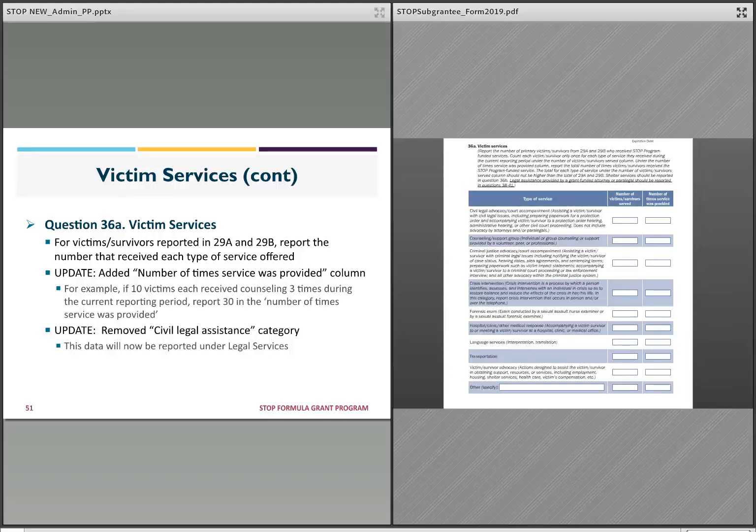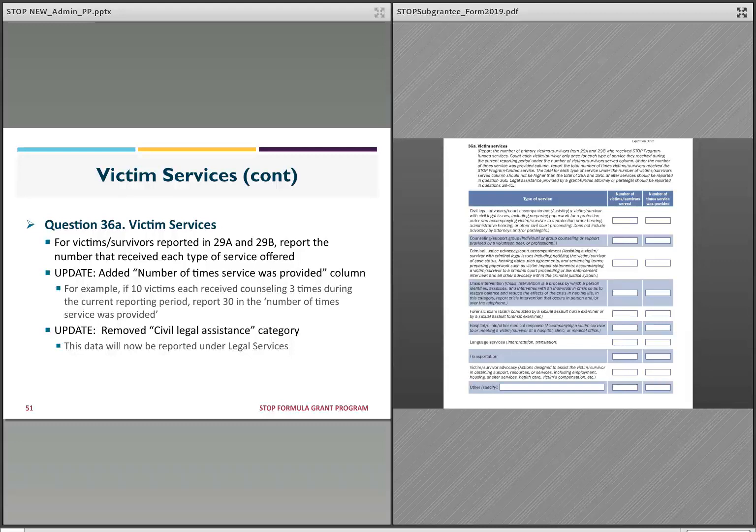It's very important that there be a sufficient number of services reported for the total number of victims served reported in 29A and 29B, because if there are fewer services reported than victims reported as served, it's an indication that perhaps something about the victim served reported is inaccurate. For example, if they are not receiving a STOP grant-funded victim service, they should not be reported as served in 29A or 29B.